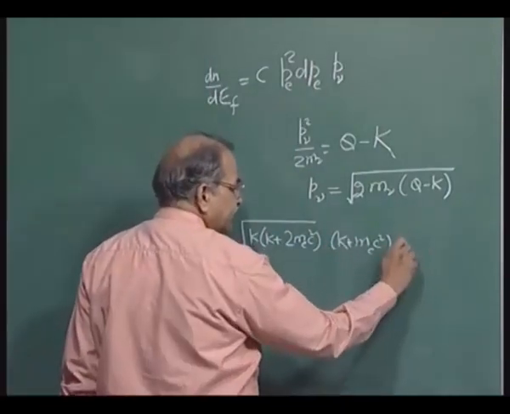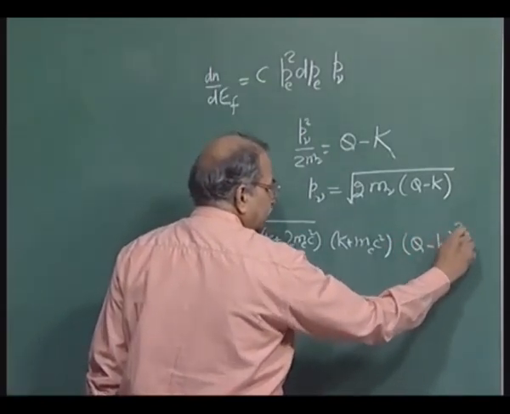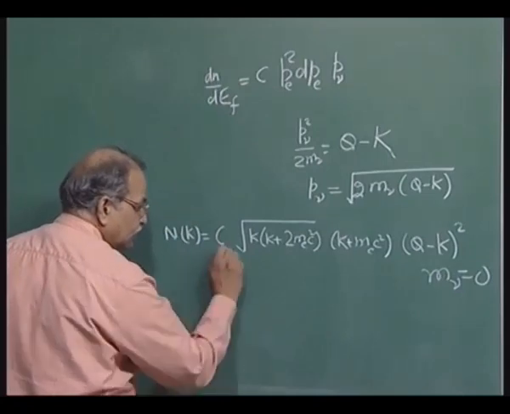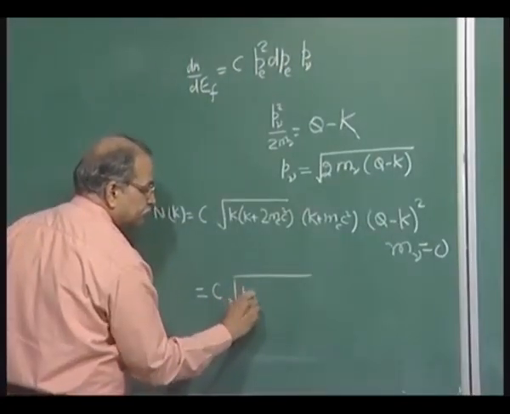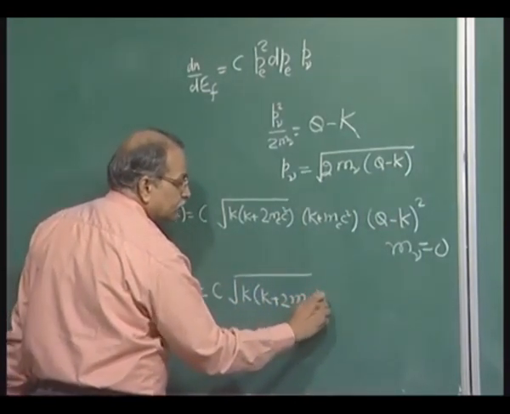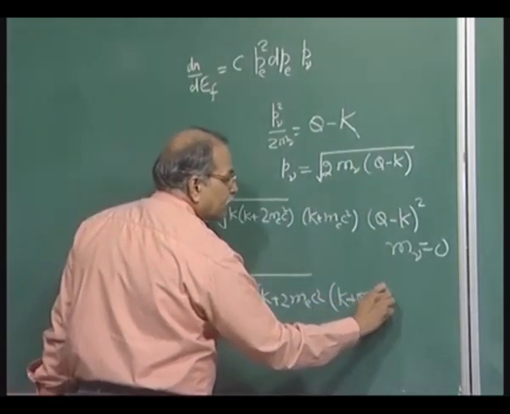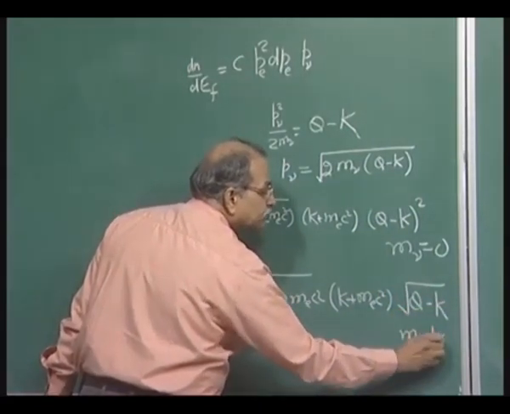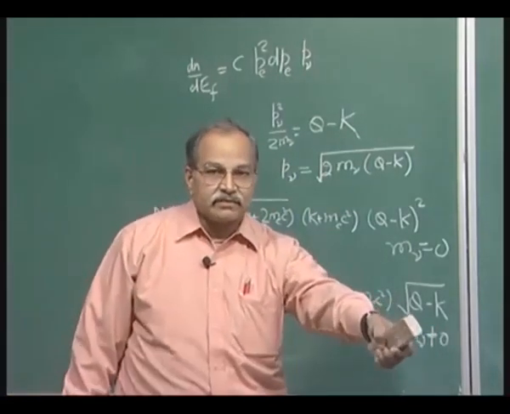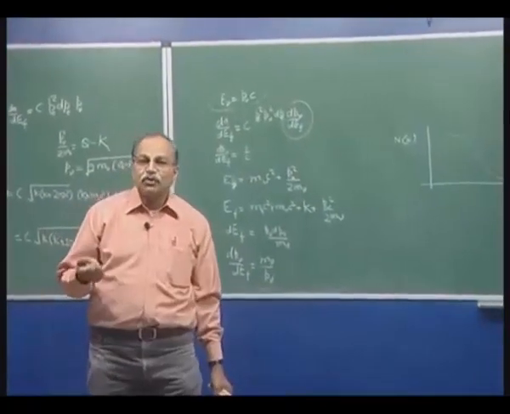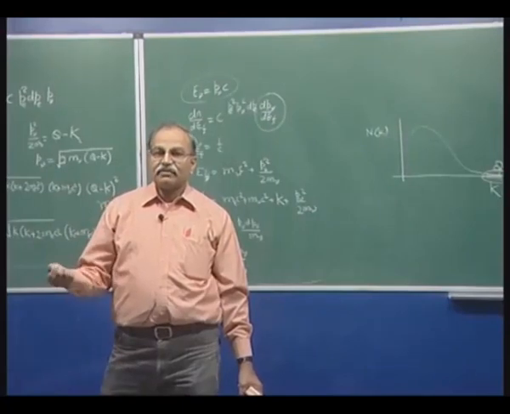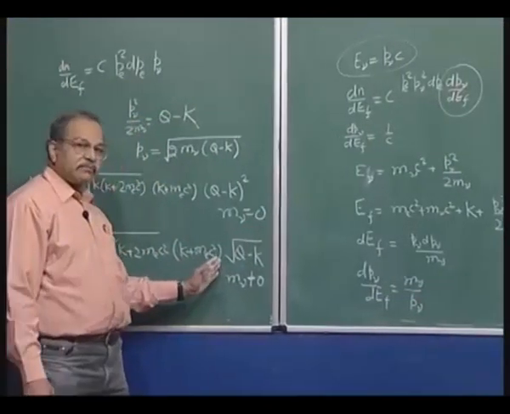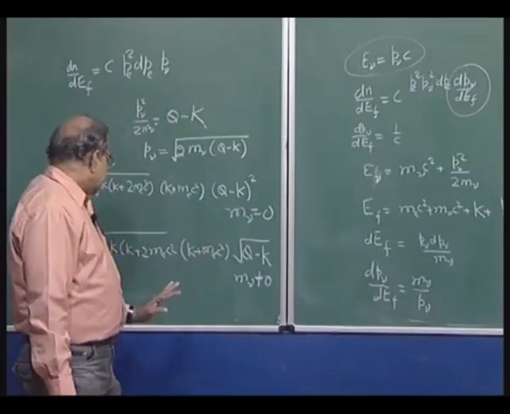and then multiplied by, now here is the difference. If m_nu is equal to 0, it is (Q minus K) squared, and if m_nu is not 0, then this whole thing will remain there, and this will be square root of Q minus K. So, where the deviation will start in the tail depends on what the neutrino mass is, 10 eV or 20 eV or 30 eV, of course divided by c squared. But at some stage this will start matching better with the theory.